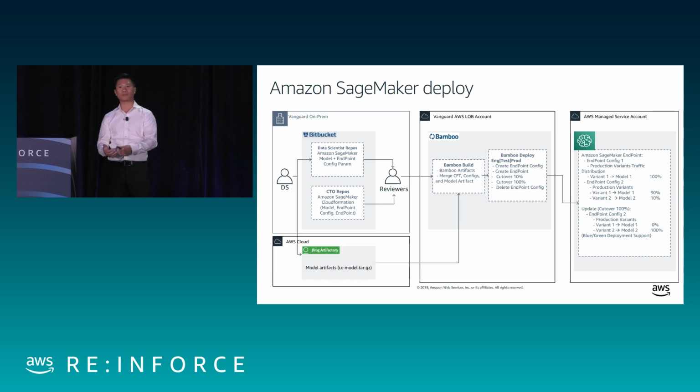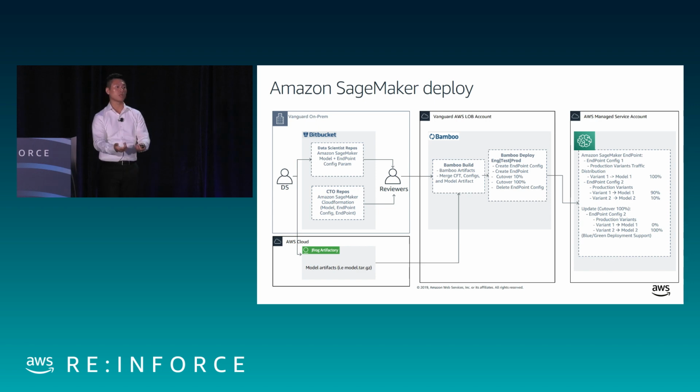The endpoint contains the endpoint configurations and also the production variants. The production variants contain the model and the traffic distributions. So on the screen, for example, in the first deployment, the data scientists deployed variant 1, model 1 with 100% traffic distribution. And after that, the data scientists do more experimentation, modify the code, and create a new model based on a new version of the model or a new algorithm for that endpoint.